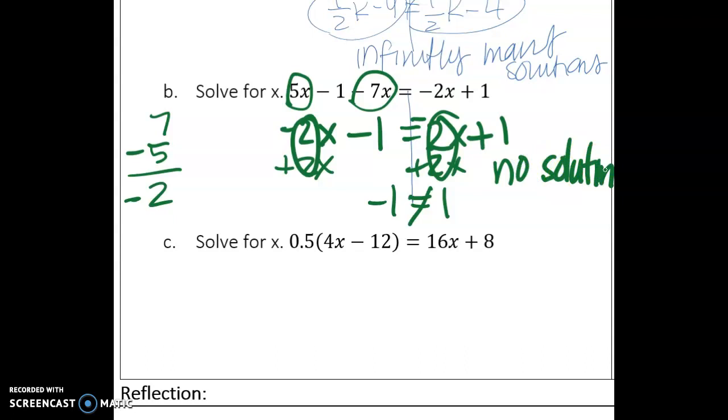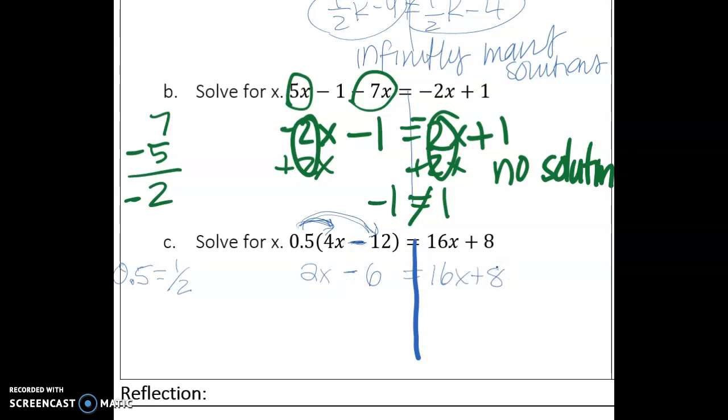Finally here, I'm working with some decimals. So let's go ahead and look at this problem. I'm going to distribute through. Something I like to do is recognize that 0.5 is the same as 1/2. So really what I'm asking here is what's half of 4x? That's going to be 2x. Half of 4 is 2. What's half of a negative 12? Well, that's going to be a negative 6. On my other side, I'm left with 16x plus 8.